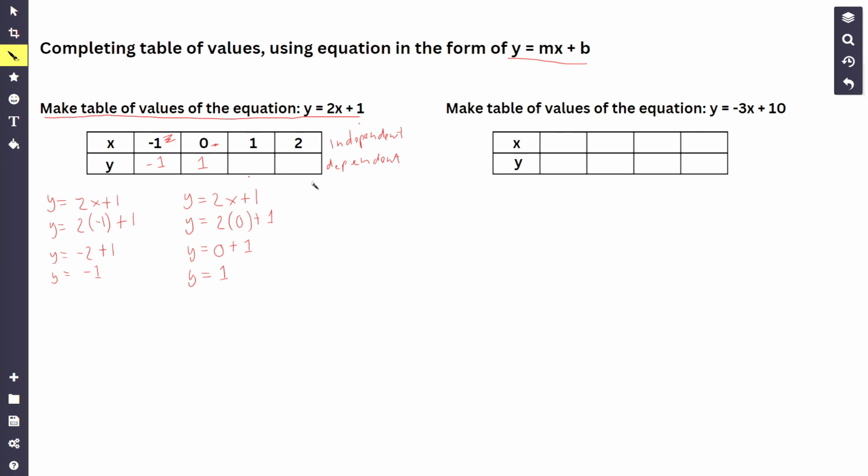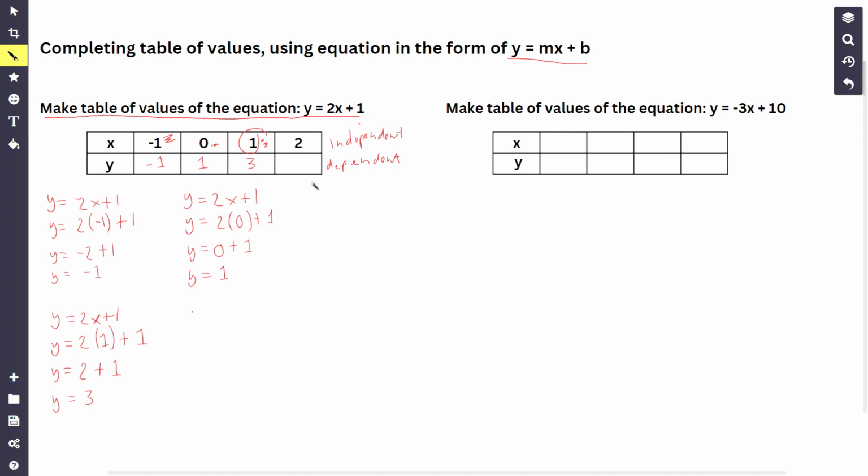Next one. The next value of x is 1. We replace the x with 1. So y, again the equation, y equals 2x plus 1. The value of x is 1, so 2 times 1 plus 1. What's 2 times 1? Obviously that's 2, plus 1. 2 plus 1 is 3. That's why I should put 3 here.